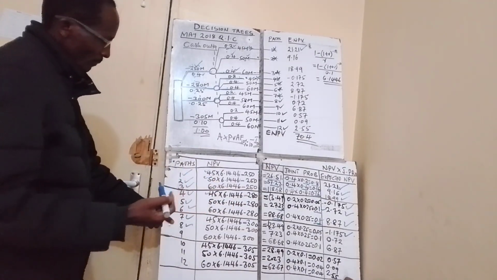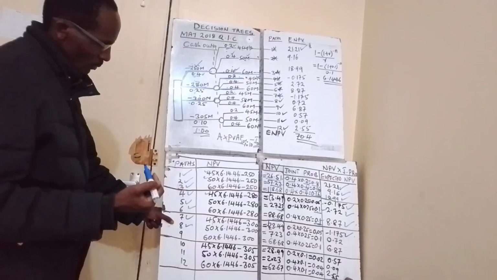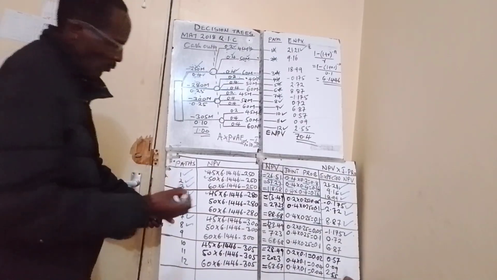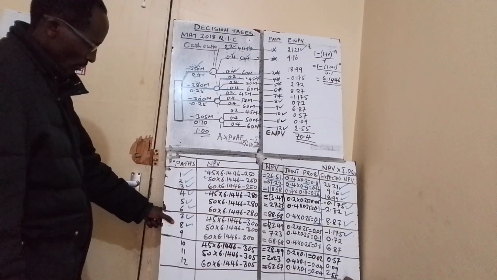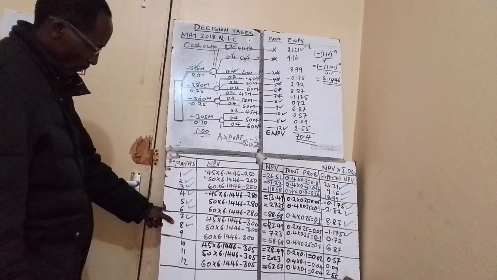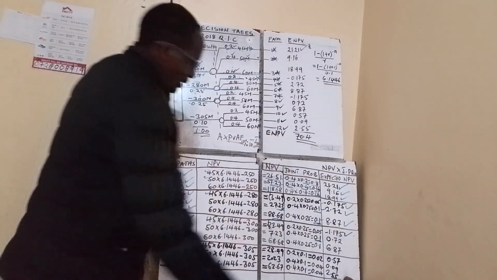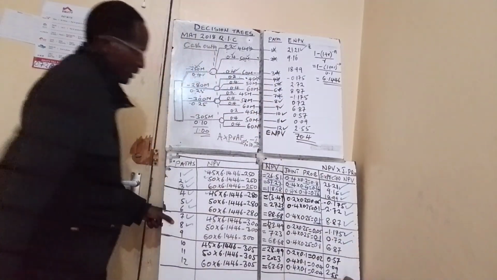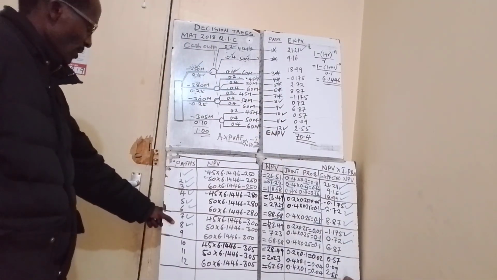Joint probability 0.4 times 0.25, you get 0.1. And then you get 7.23 times 0.1, you get 0.772. That is what expected NPV.